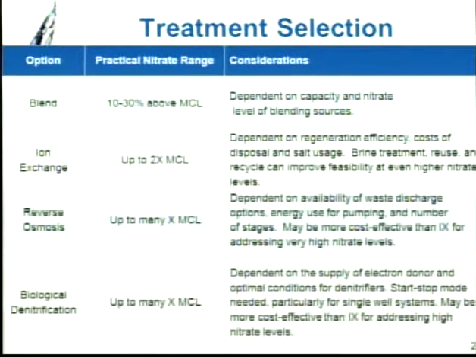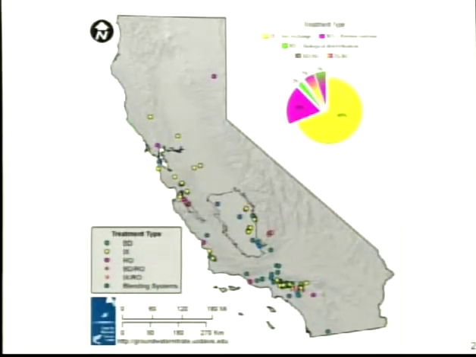You can certainly refer to this through the presentations that are made in the rest of today and tomorrow. And I want to give some context for what these treatment technologies, where they've been installed to date. So here you've got different colored circles for biological denitrification, ion exchange, reverse osmosis, combined systems with biological denitrification and reverse osmosis, or ion exchange and reverse osmosis, and then blending. And there are systems throughout the state of California operating with all of these treatment approaches.